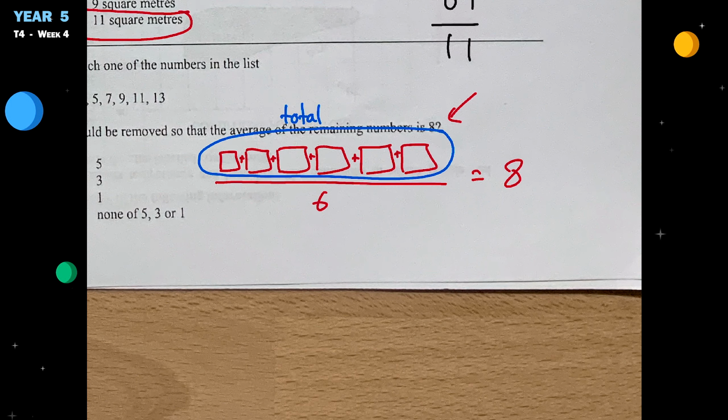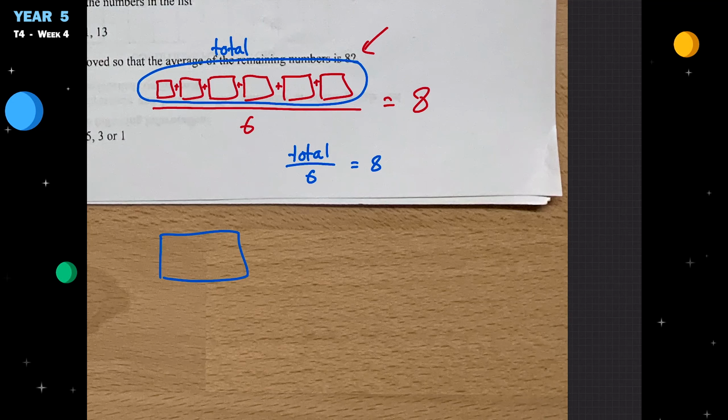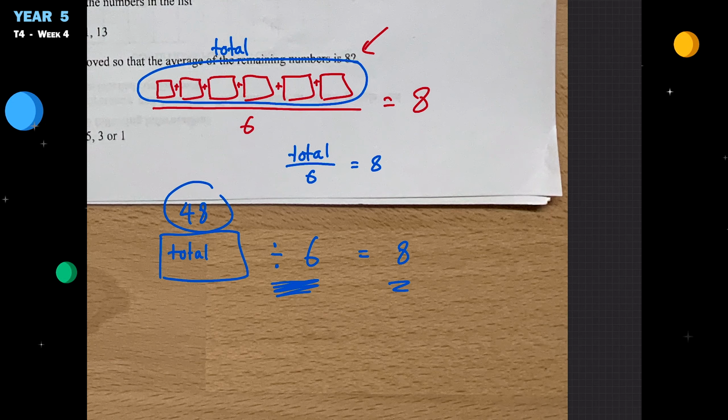So let's think about this. Now this is a fraction, okay? So you have total divided by 6 will give me 8. That means that you have a number called a total and you're dividing it by 6 and you're getting 8. Now what number must be divided by 6 to give me an 8? Well, what's 6 times 8? 6 times 8 is 48. So the total must be 48, isn't it? Okay, so you can think of 48 divided by 6. Does that give me 8? Yes, it does. So the total must equal 48.